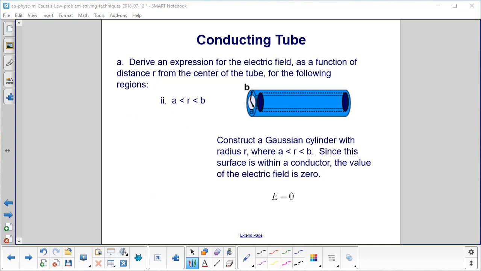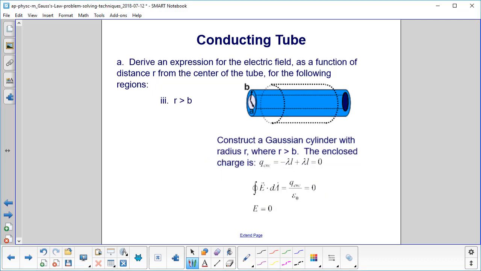Now find the electric field where r is greater than A and less than B. So you construct a Gaussian cylinder with those properties, and that's within the conductor. One of the properties of electrostatic equilibrium is that when you're in a conductor, the electric field is zero. So you just have to write those words and say E is zero. That's a gimme. Whenever they want the electric field and your Gaussian surface is within a conductor, the electric field is zero.